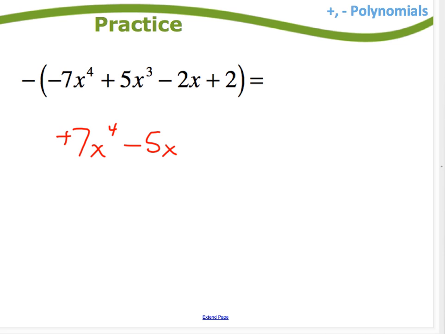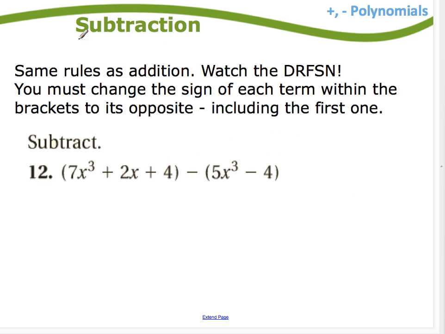Minus 5x cubed plus 2x and minus 2. Notice that I changed every sign within there. Now the important thing is that when we're subtracting polynomials, I see that right there. Here I'm subtracting a trinomial and a binomial. If I see a subtract in front of brackets, I've got to change everything inside.